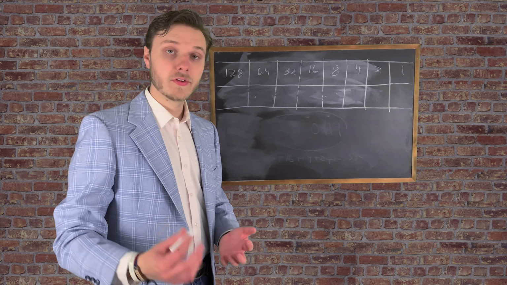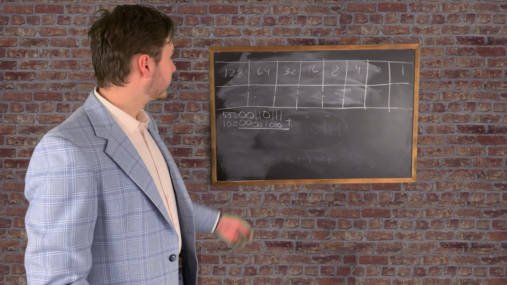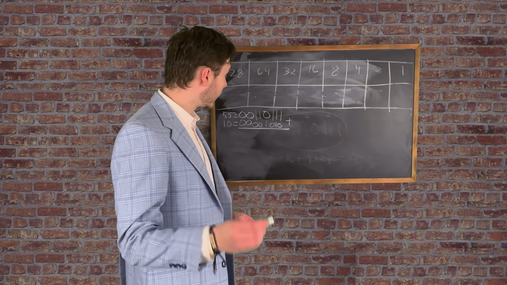So of course we just figured out that 55 in binary is 0, 0, 1, 1, 0, 1, 1, 1. And 10 is 0, 0, 0, 0, 1, 0, 1, 0. So this is our math problem. 0, 0, 1, 1, 0, 1, 1, 1 plus 0, 0, 0, 0, 1, 0, 1, 0. It's going to be 55 plus 10. It's as simple as that. We're just going to add these together.